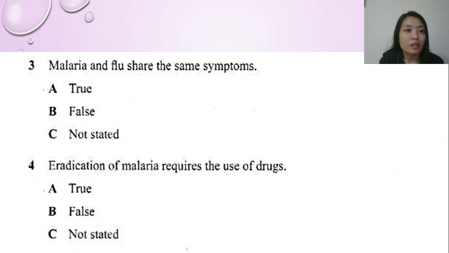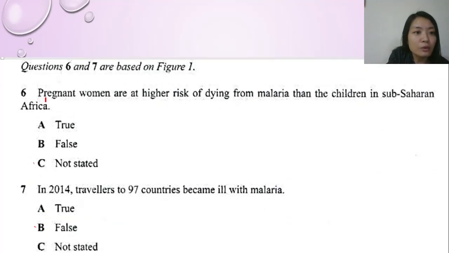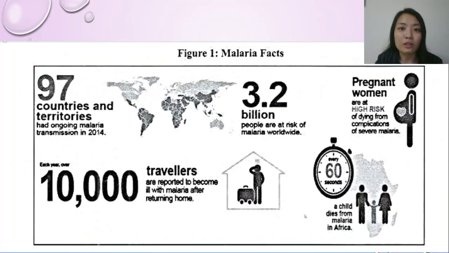Don't worry about it. Malaria and flu, okay, share same symptoms. Eradication of malaria, okay, requires the use of drugs. And then anti-malarial drugs and insecticides becoming increasingly effective in controlling malaria. Pregnant women, okay, higher risk of dying, okay, than the children. And then travelers to 97 countries will become ill. Okay, all right. Maybe we don't really remember what we have read. It doesn't matter actually. From here, by scanning through the questions, you know that, okay, this is something about malaria. All right. Now let's go to the text already.